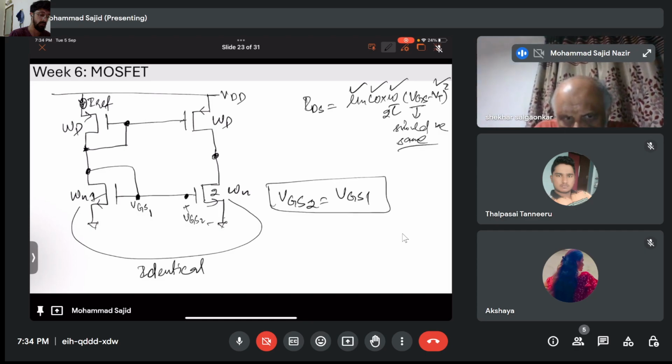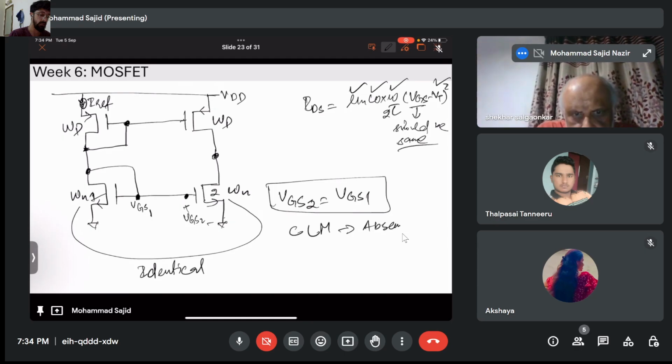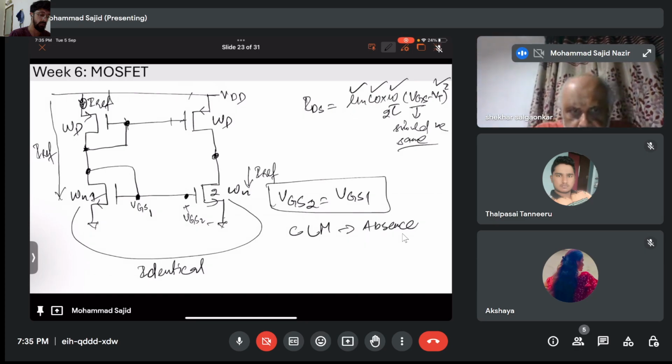So let's assume that there is absence of CLM, so that there will be no drain dependency on the current. Let's assume that devices are in saturation and no CLM. That means that since you know that if you connect two transistors in series, the same current should flow, similarly here I reference will flow. Okay. So tell me what is the potential here? What will be the VSG? It will be simply what is here, VSG. Okay. Understood? This is one example.